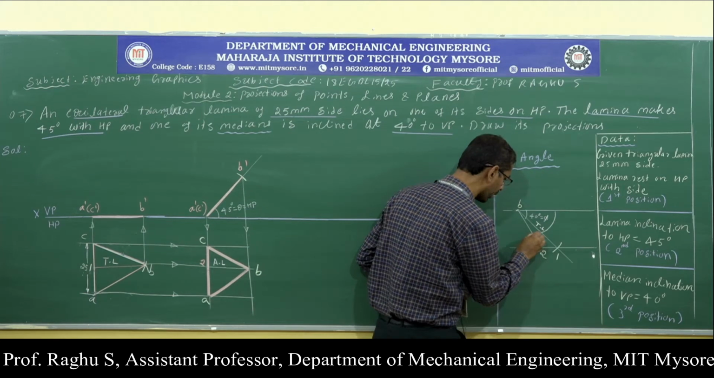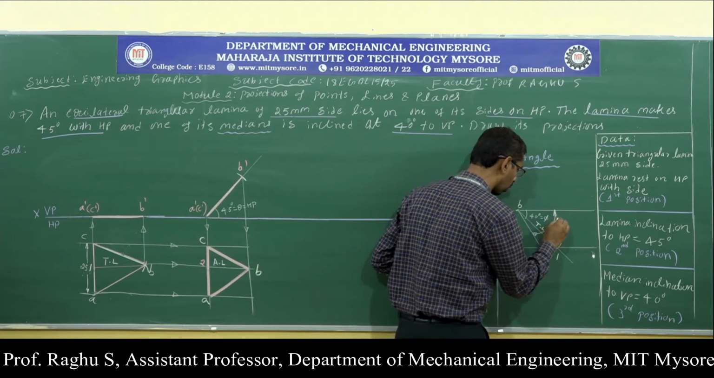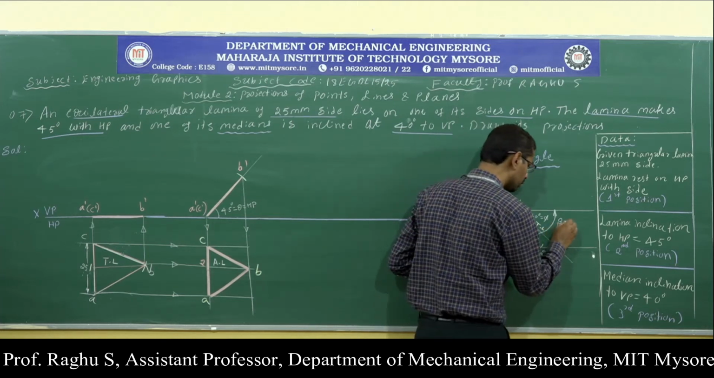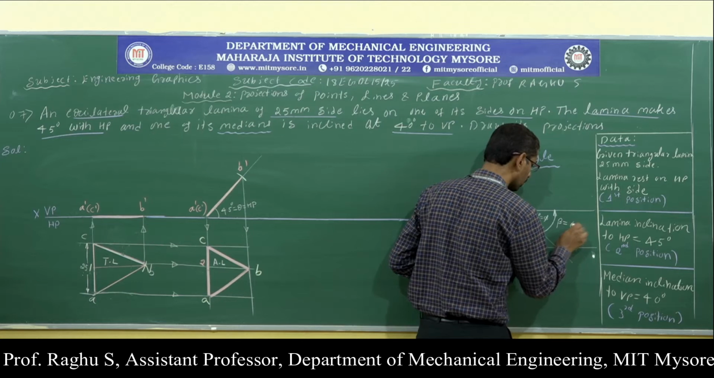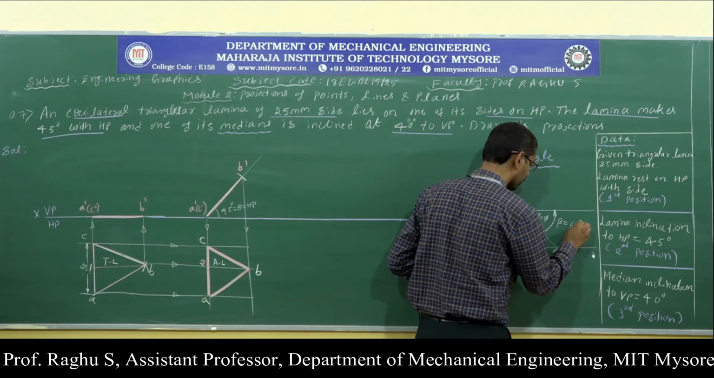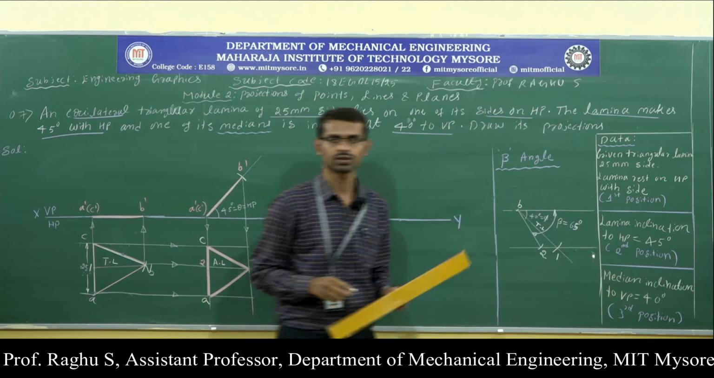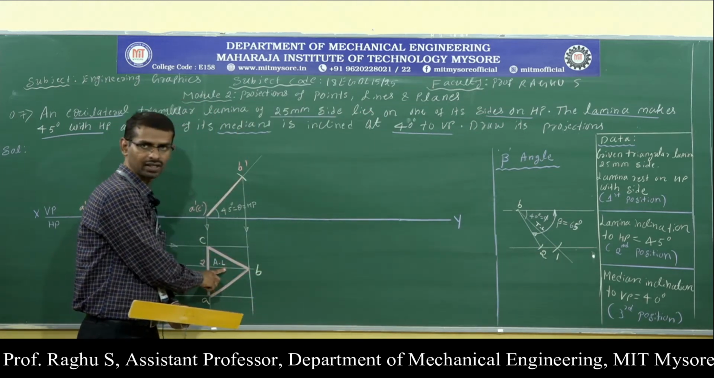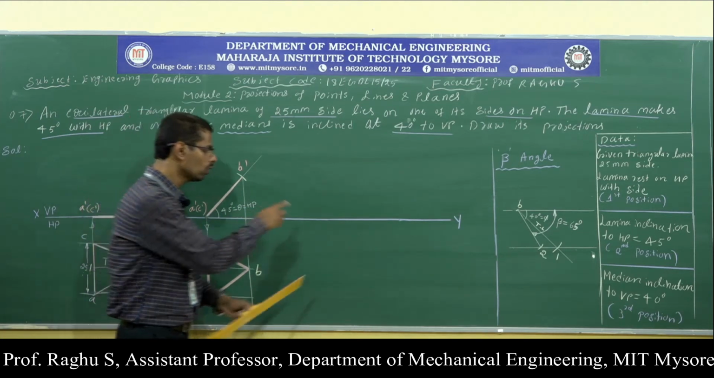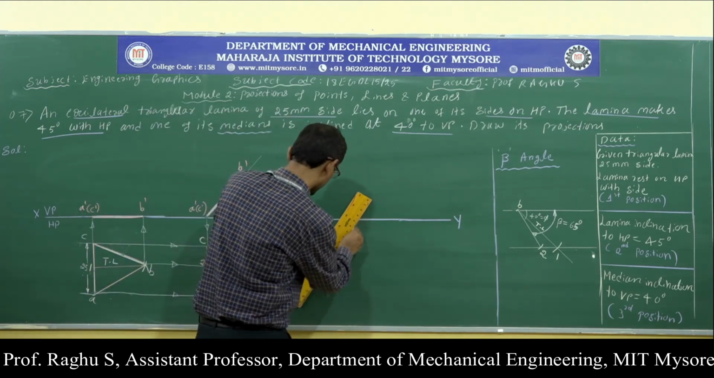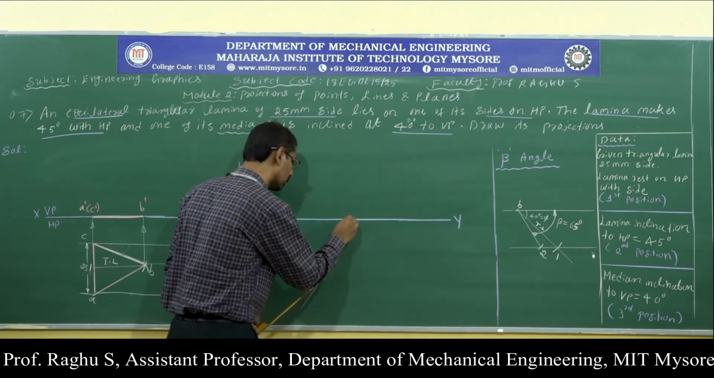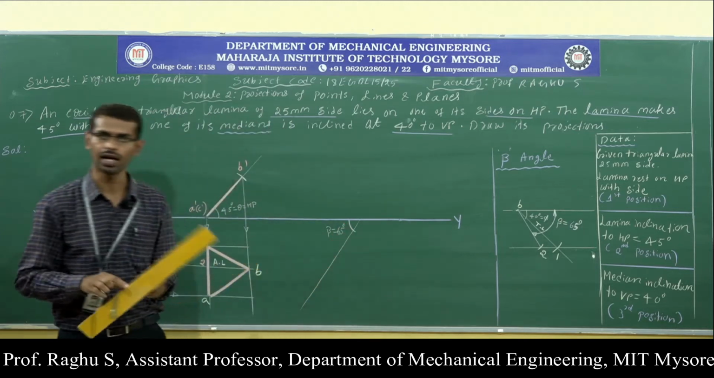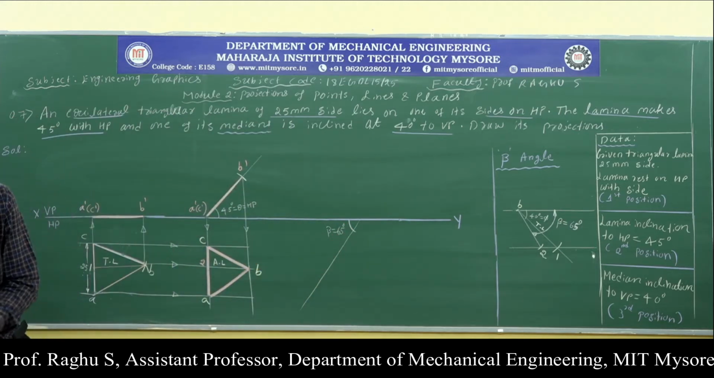Now this angle is called the beta angle. If you measure using a protractor, it will be equal to 65 degrees. So now I have got the apparent inclination for this apparent length. Now draw the apparent inclination, that is beta angle, beta equal to 65 degrees. Draw the beta angle line.